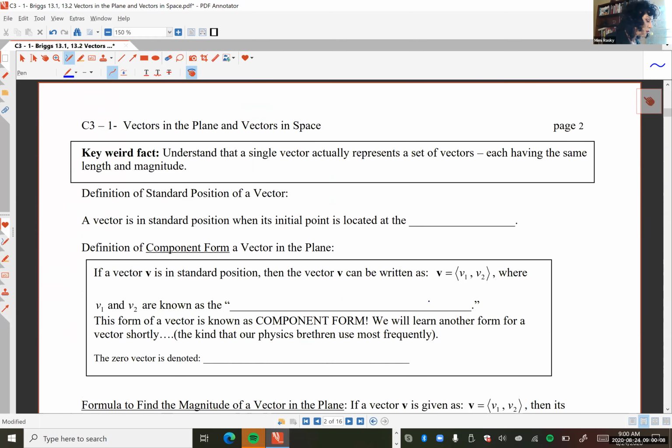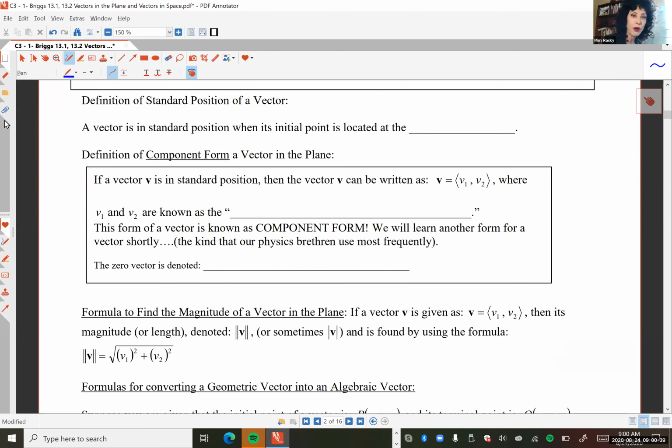Okay, key weird fact that you need to know. Every time you look at a vector or somebody is telling you about a vector like V or AB, that single vector actually represents a set of vectors, infinitely many vectors. What? Yeah, that one vector represents every other vector in the whole universe that has that particular direction, pointing in that direction, and having that same magnitude or length. So remember that, because it's going to come in handy when we do lots of problems.